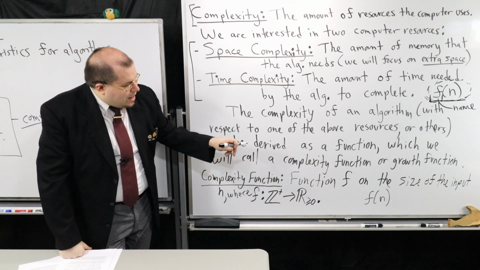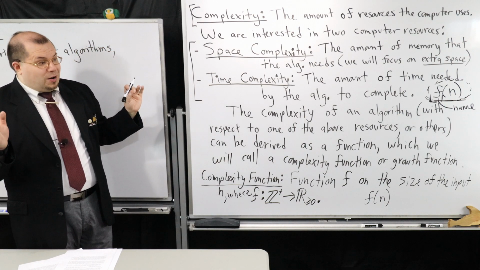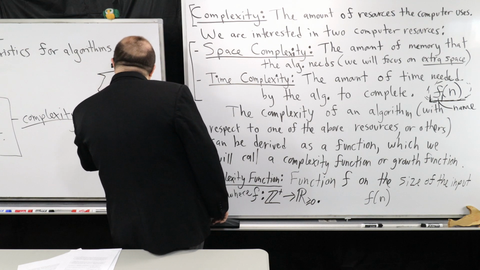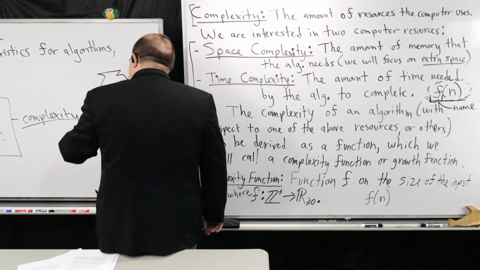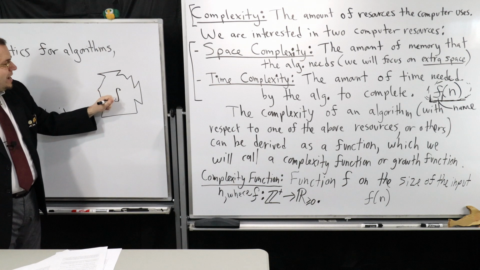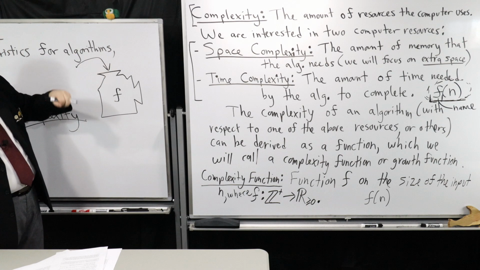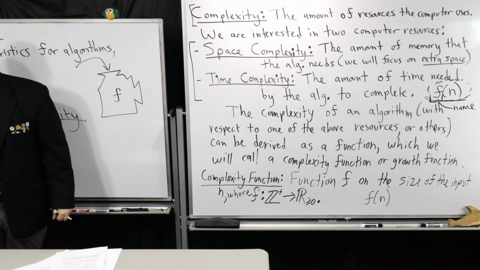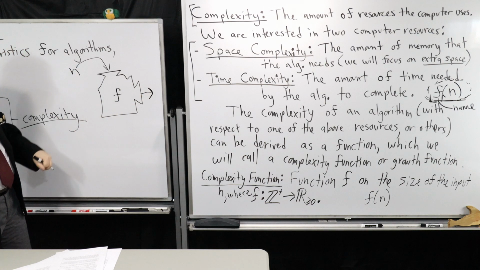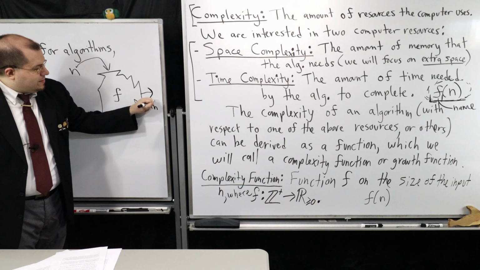So a complexity function f will be on the size of the input n, where the function is going to be of the following form. Just as a reminder about functions, you can imagine the function just like a little machine. So I have my function, and say this is function f. Now, when I have my function, I put stuff into the function as input. There can be multiple inputs for my function, and it has output. The input in our case is n, and the output is going to be f of n.